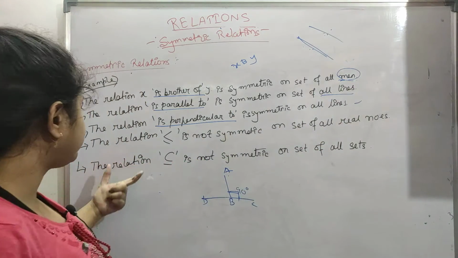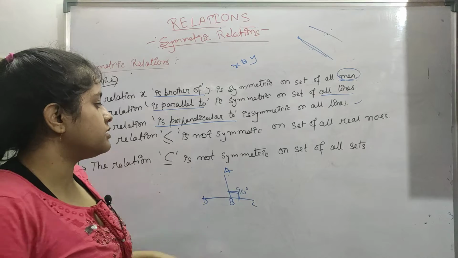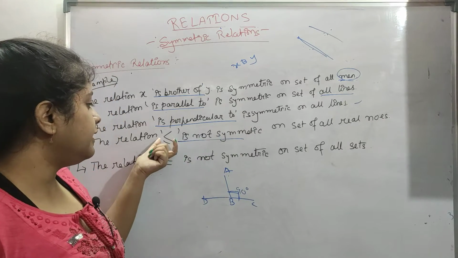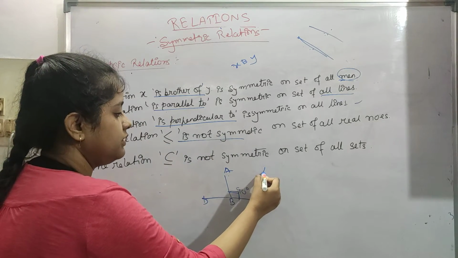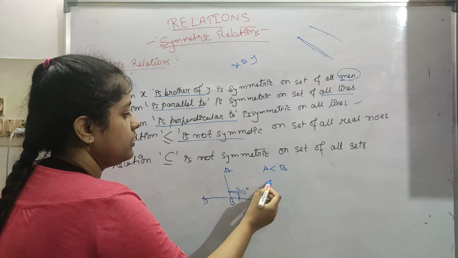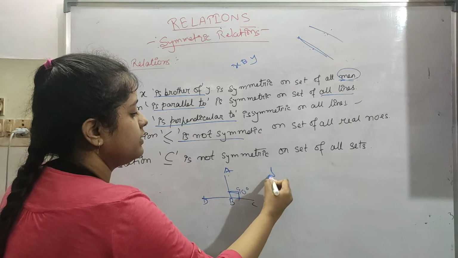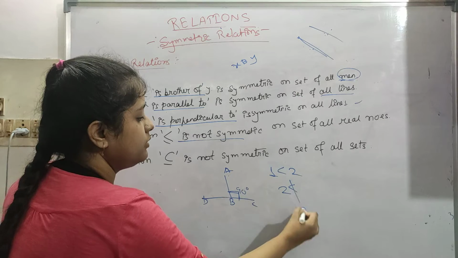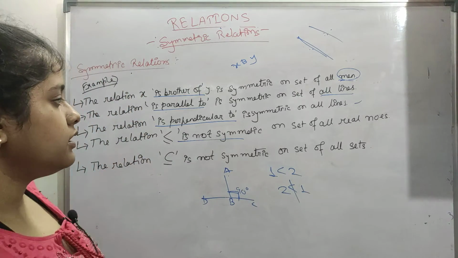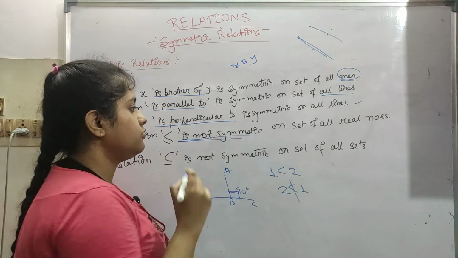This is true. The relation less than or equal to is not symmetric. Because here less than or equal to is present, something is less than B. Let's say take 1 is less than 2. 2 can never be less than 1. So this is not symmetric. So this is also true, not symmetric.